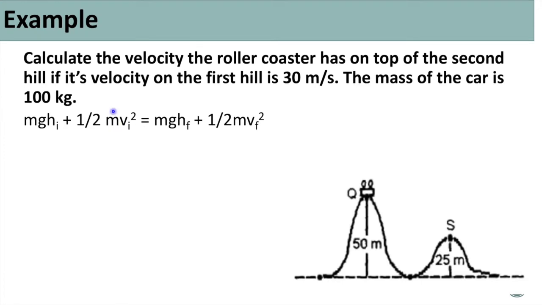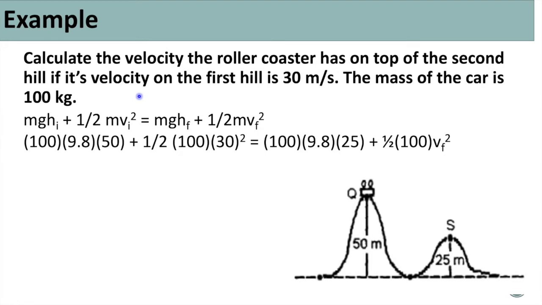So we're asked to calculate the velocity of the roller coaster that it has at the top of the second hill. So here's our diagram. The second hill is here where it's labeled S. That's what we're looking for, the velocity there. The speed, the velocity on the first hill, is 30 meters per second, and the mass of the car is 100 kilograms. We're given the heights in the diagram of 50 meters and 25 meters. So we're going to plug everything in that we know.